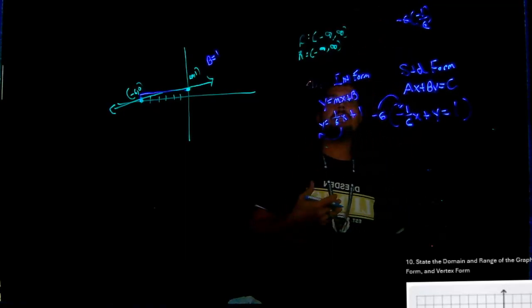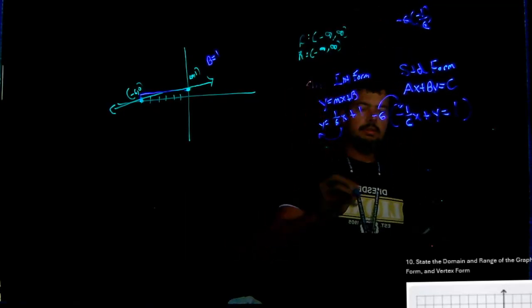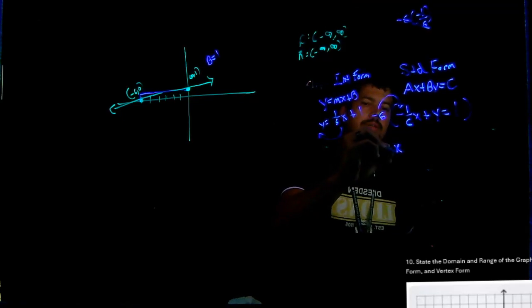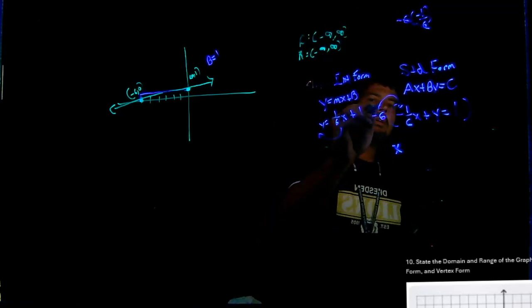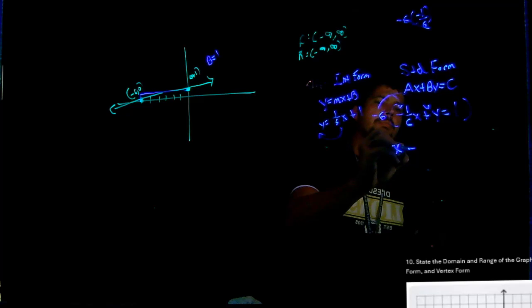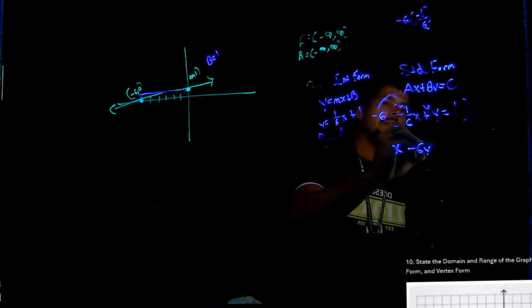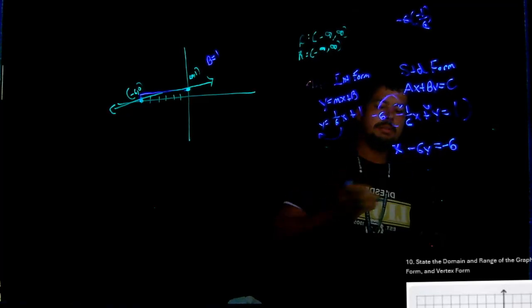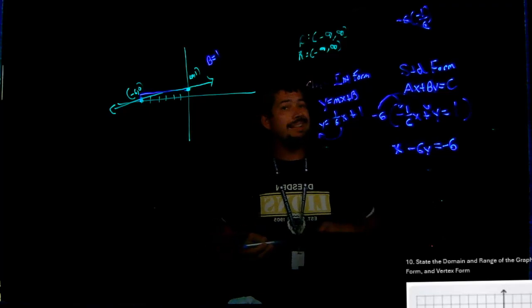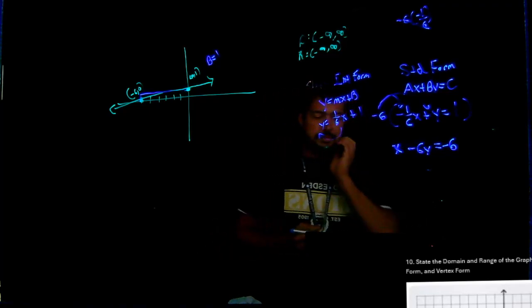And a negative times a negative is a positive. So that just leaves me with 1x. And 1's are understood in mathematics. -6 times y is -6y. And -6 times 1 is -6. All right, that's STD form, standard form.